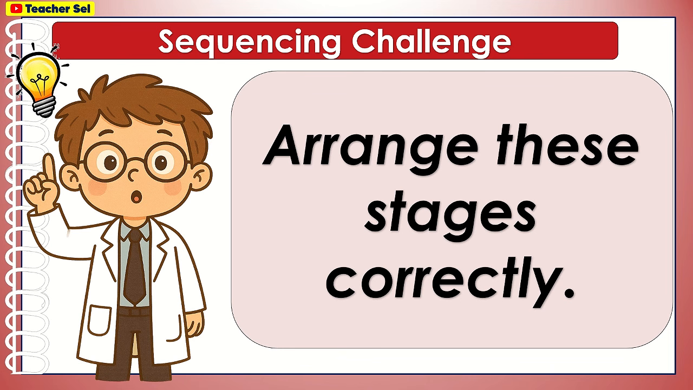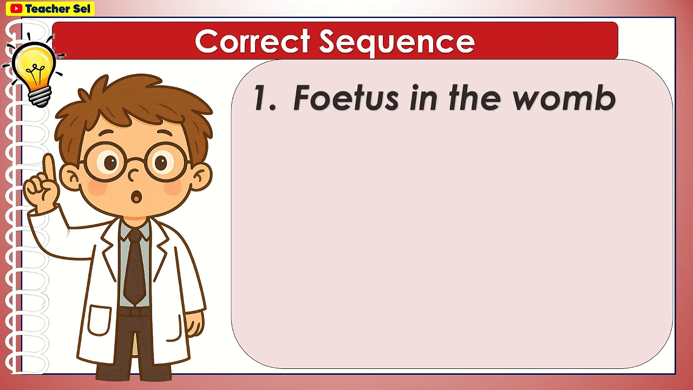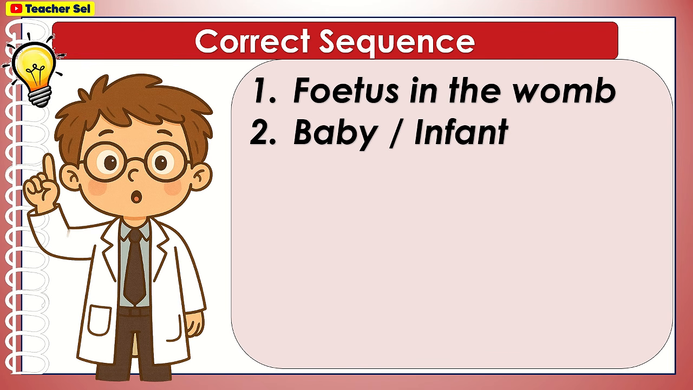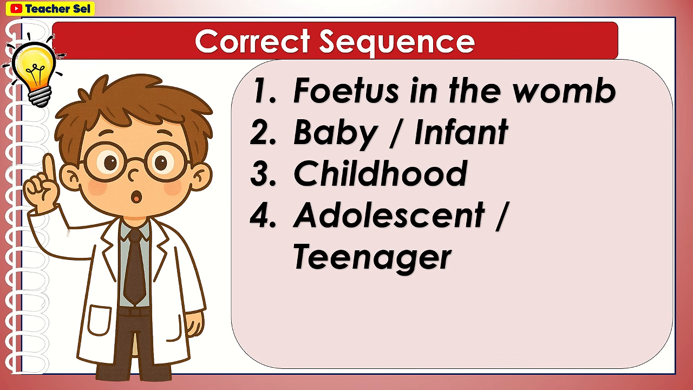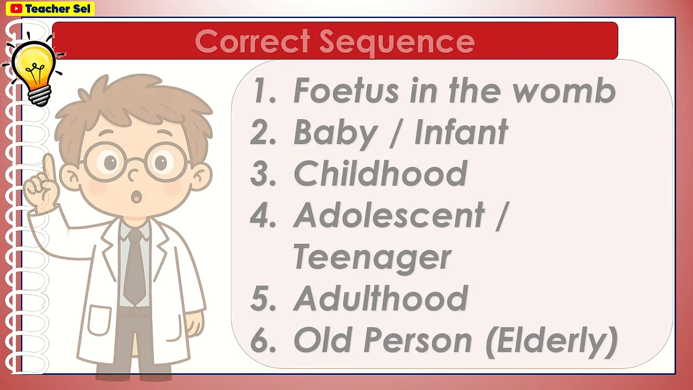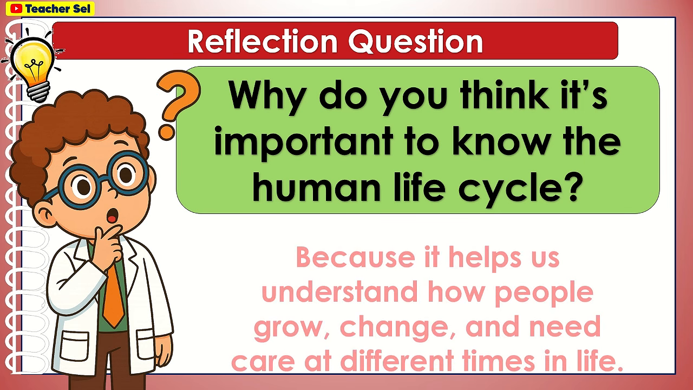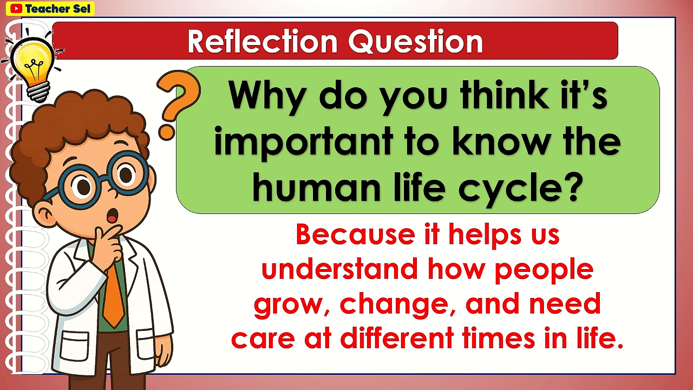Sequencing challenge. Arrange these stages correctly. Childhood, old person, fetus in the womb, adolescent or teenager, baby or infant, and adulthood. Here is the correct sequence. Fetus in the womb, baby or infant, childhood, adolescent or teenager, adulthood, and old person or elderly. Why do you think it's important to know the human life cycle? Because it helps us understand how people grow, change, and need care at different times in life.